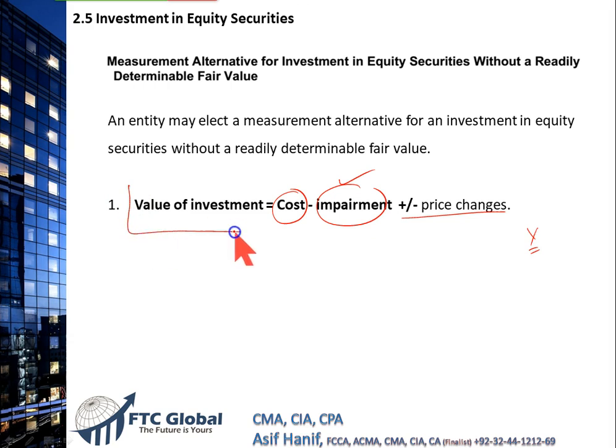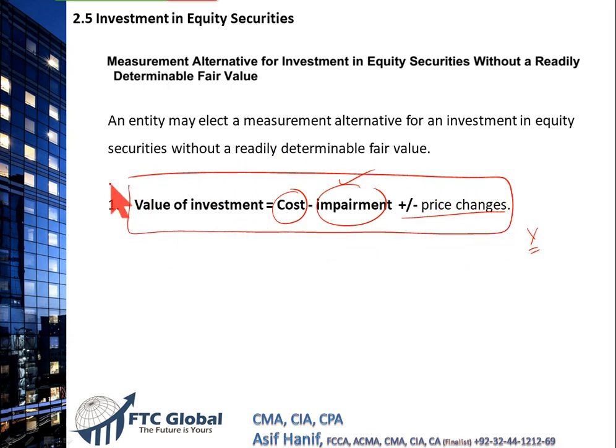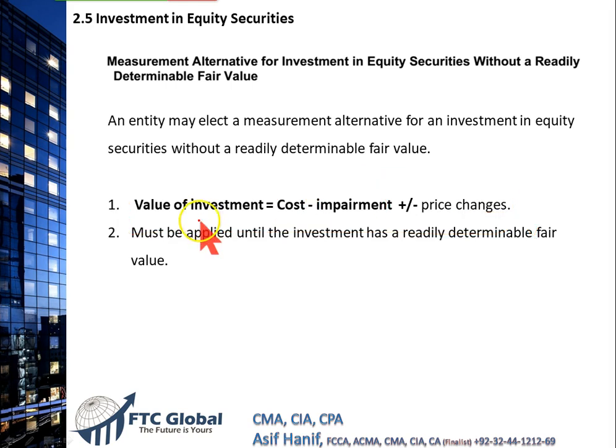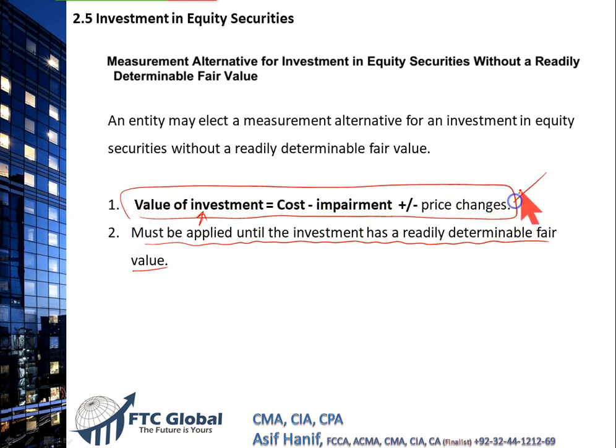You must continue to use this method until when? Until you have a readily determinable fair value. The above method, as I said, must be applied until the investment has a readily determinable fair value. So that's more or less a necessity. Until you have a determinable market value, you will be using this method. Right? Makes sense? And as I said, we must assess the value of investment at each reporting date. Mostly it's the end of the fiscal year, 31st of December, or whichever accounting year a company is using. So this assessment must be made at the end of each reporting period.